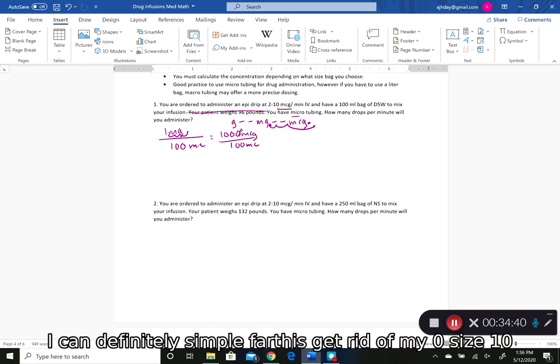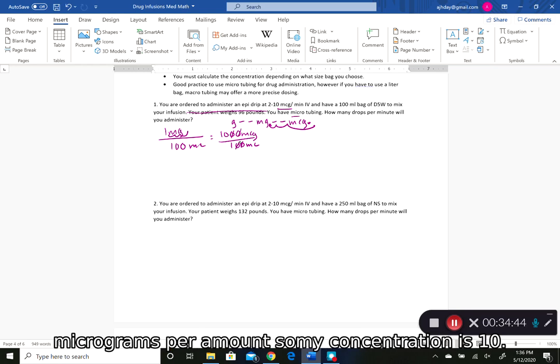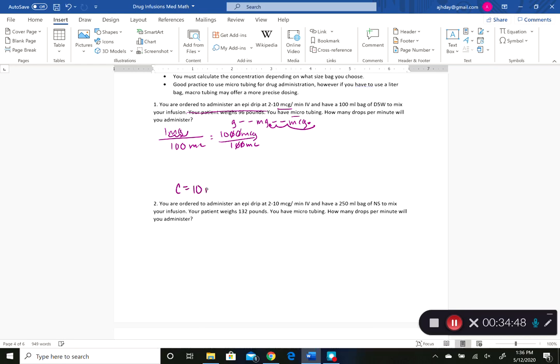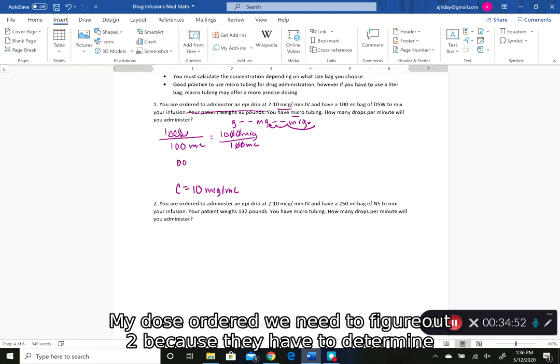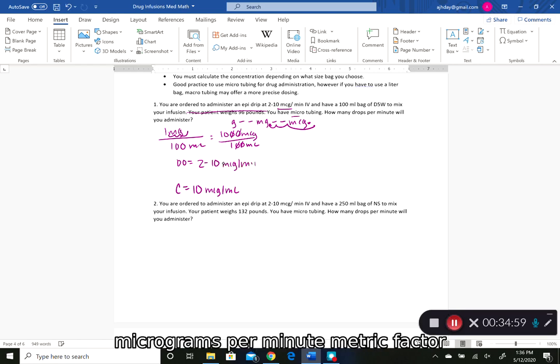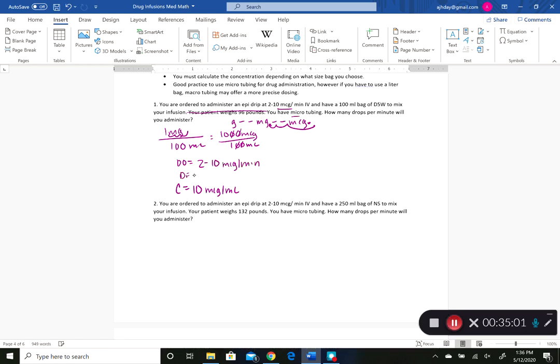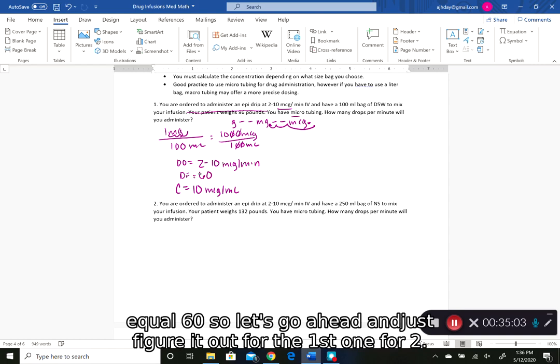I can definitely simplify this, get rid of my zeros. So I have 10 micrograms per mL. So my concentration is 10. My dose ordered, we need to figure out 2, because we have 2 to 10 micrograms per minute. My drip factor equals 60. So let's go ahead and just figure it out for the first one, for 2.